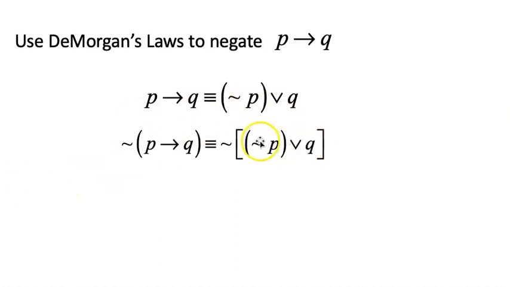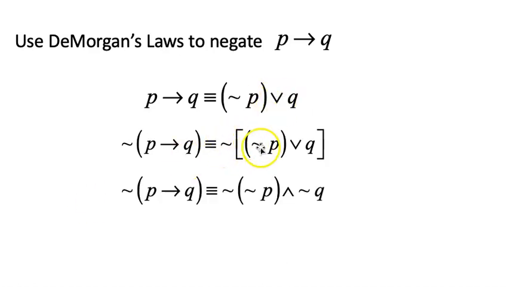So let's look at this piece here, the negation of not P or Q. Here is where we're going to use DeMorgan's law. And how does that work? Not the first piece, flip the sign, not the second piece. Not P and not Q. Again, not the first piece, flip the sign, or becomes and, not the second piece.